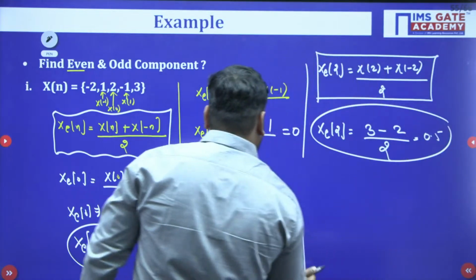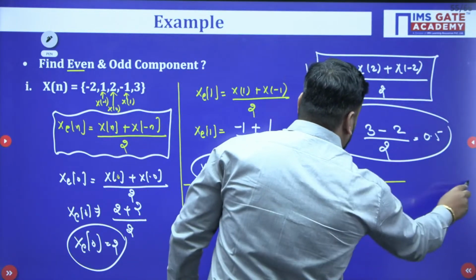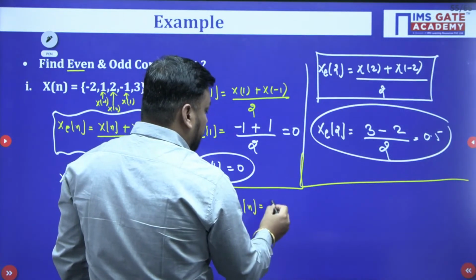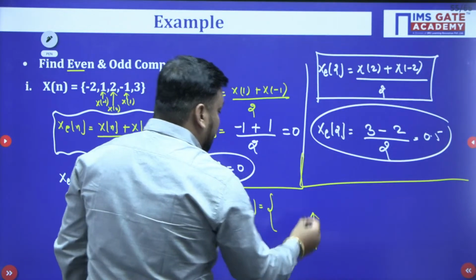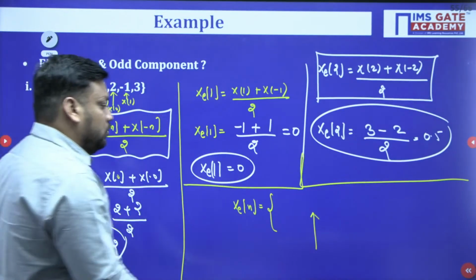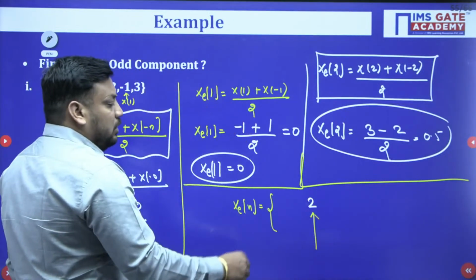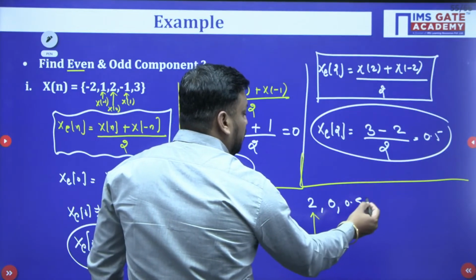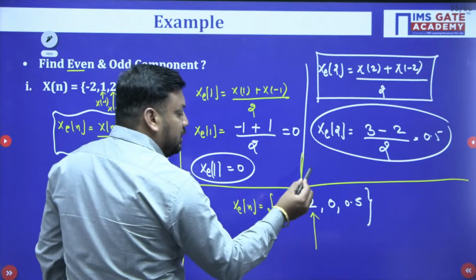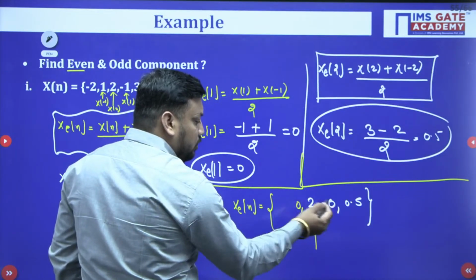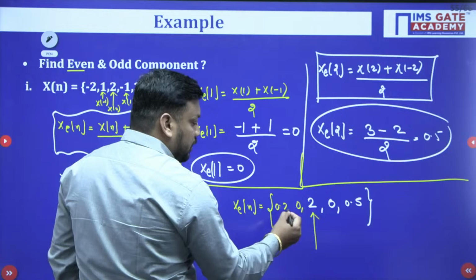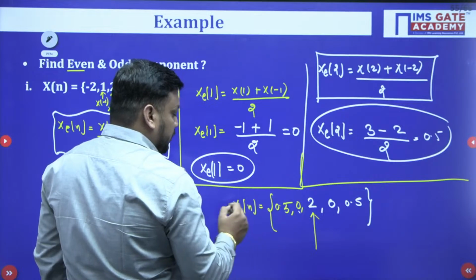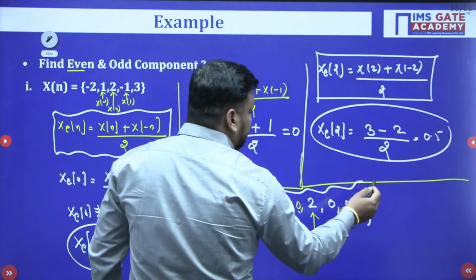So now if I wish to write finally the even component of x[n], how should I write? First of all x[0]. x[0] is 2, this is the origin, 2. Then x[1], what is x[1]? x[1] is 0. Then x[2] is 0.5. And because it is even, it is symmetrical about the y-axis. So here also symmetrical 0, and here also symmetrical 0.5. So now you can say that this is x[0], x[1], x[2], x[-1], x[-2]. So this is your x even part of n.